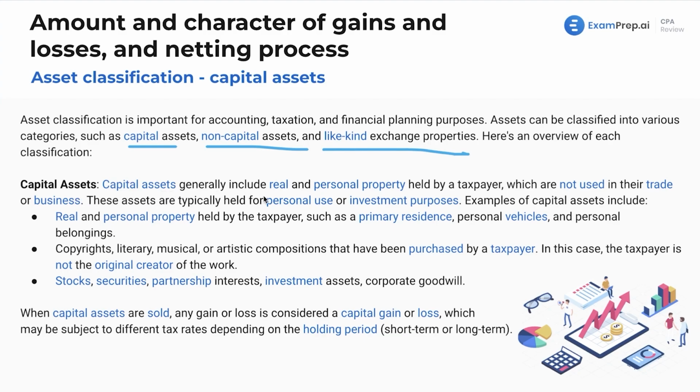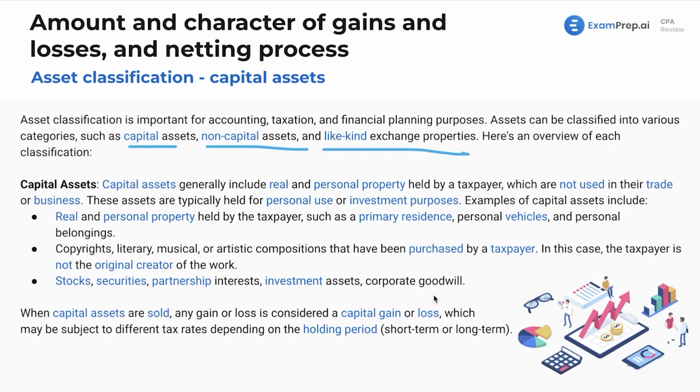Capital assets generally include real and personal property held by a taxpayer, which are not used in their trade or business. These assets are typically held for personal use or investment purposes. Examples here would be real and personal property held by the taxpayer, such as a primary residence, personal vehicles, and personal belongings. We've also got copyrights, literary, musical, or artistic compositions that have been purchased by a taxpayer. In this case, the taxpayer is not the original creator of the work. Keep in mind there, because we're going to see what if you are the original creator of the work, that's going to be classified differently. And then stocks, securities, partnership interests, investment assets, and corporate goodwill. These are all other examples of capital assets.